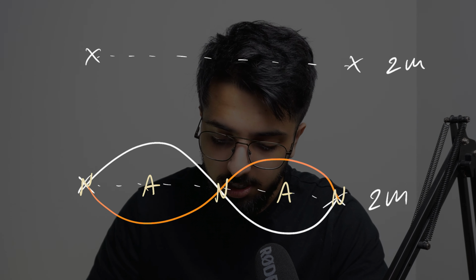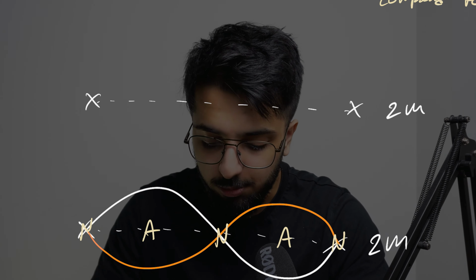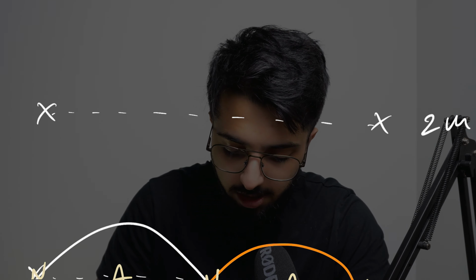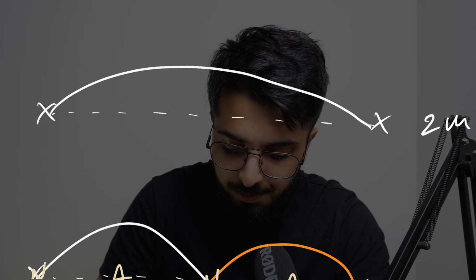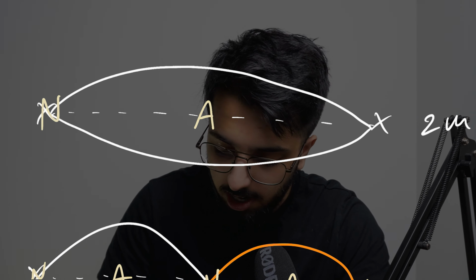Okay? If we go back a bit, we can see that there is actually another standing wave that can form as well. And that would be when we have 2 nodes on either side and an antinode in the middle. So an antinode in the middle and 2 nodes on either side.